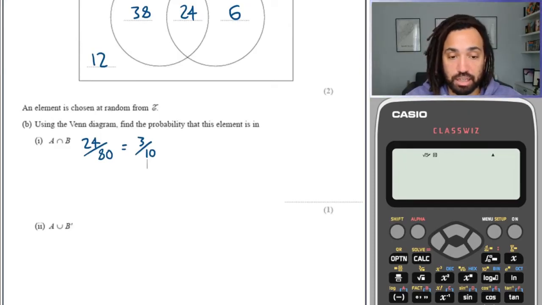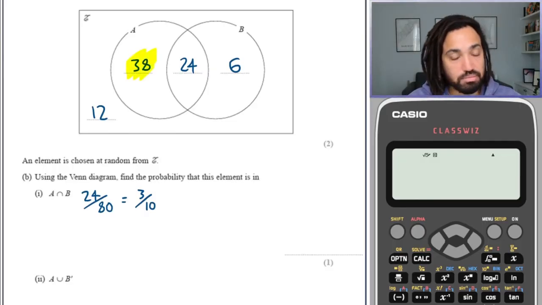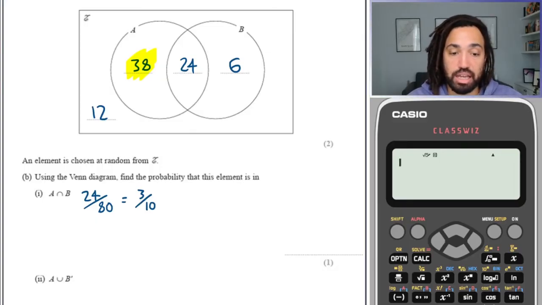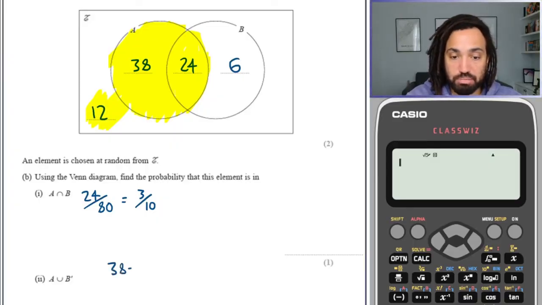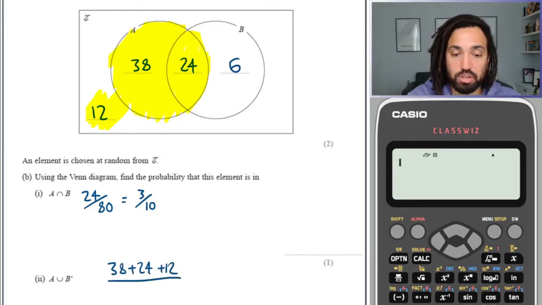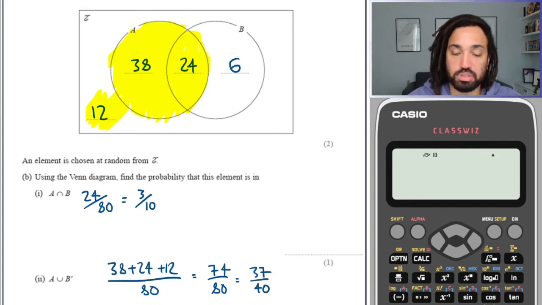A union not B. Okay, so lots of people get a bit confused about this. They think that A union not B is this part. That's A intersection not B. A union not B includes a lot more, because it's the union, which means you're allowed to be in either A, which all of these people are in A, so they are included, or you could be in not B, which is including this as well. So the answer would be 38 plus 24 plus 12 all over 80, which is the same as 74 over 80, which you could simplify to 37 over 40 if you wanted to.